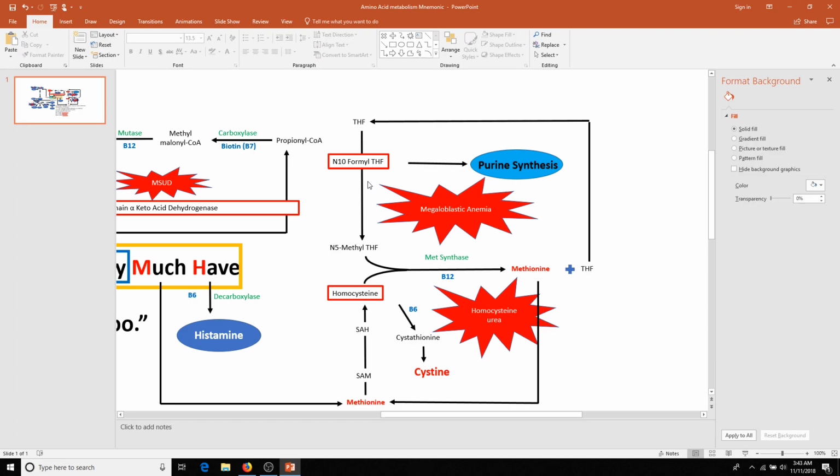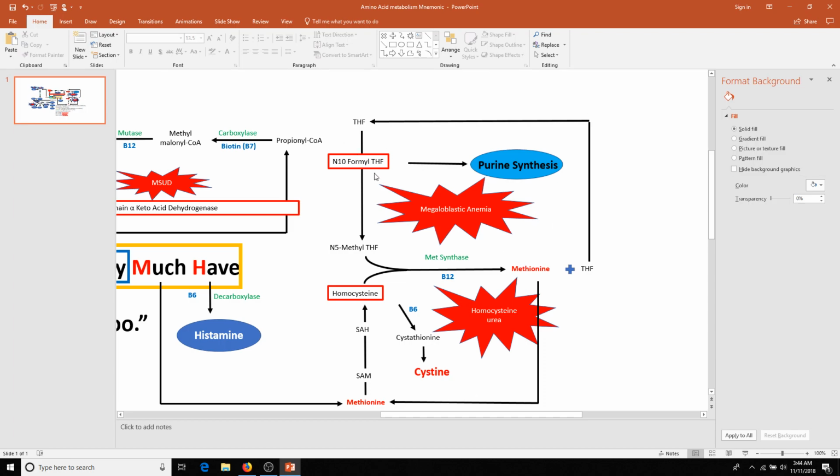Down here, once N10 formyl THF turns into N5 methyl THF, it mixes with homocysteine, and together they go through methionine synthase using B12 again. So here's the second enzyme where B12 is important. Remember I mentioned the mutase up here. Now here is the other one, B12 with methionine synthase. Together they make methionine and THF again, and this just replenishes the cycle. And the cycle just keeps going this way.